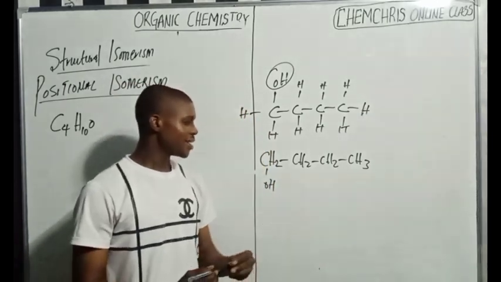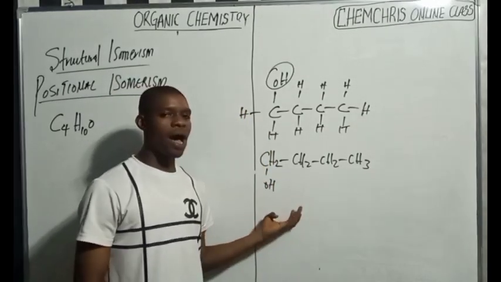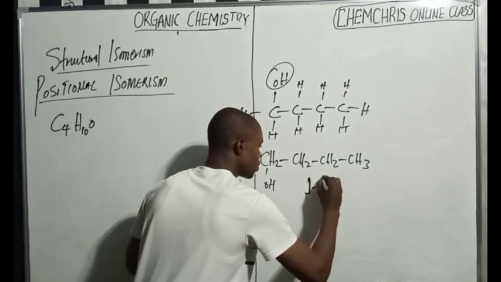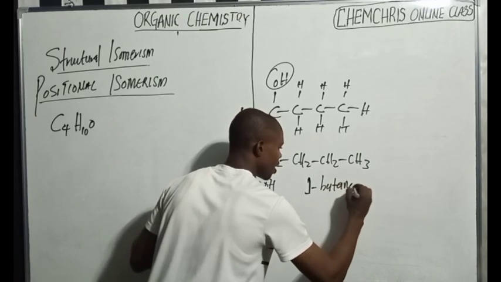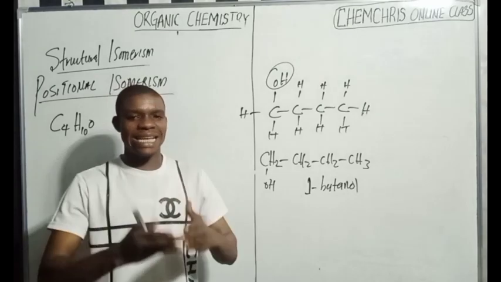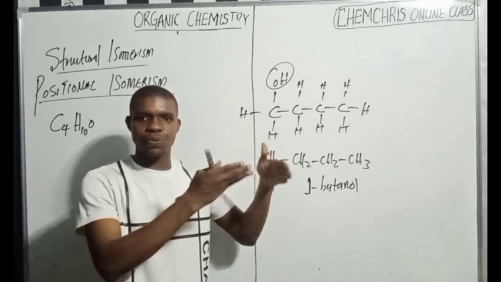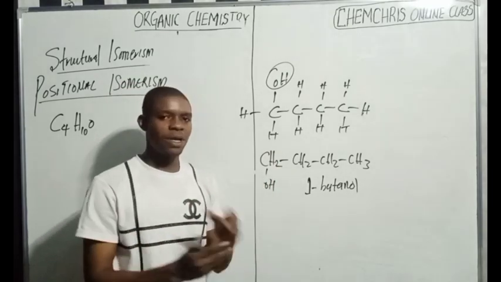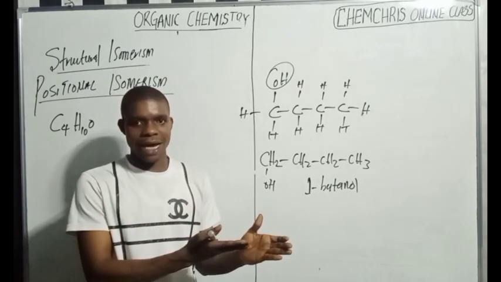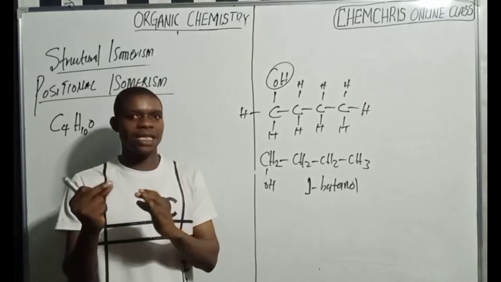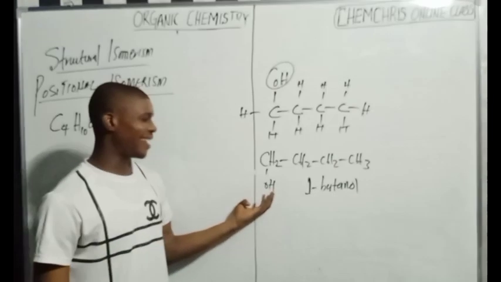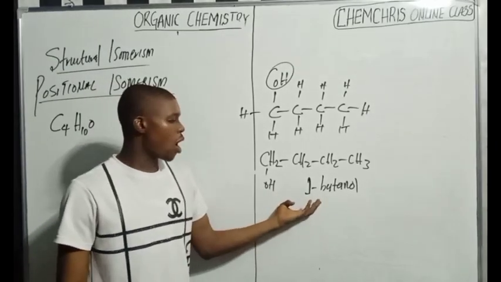Now, what is the name of this compound? The name is called 1-butanol. Do you understand? It means that when you talk about positional isomerism, there must be a functional group present. Like when we talk about functional isomerism, there's not actually a functional group, right? But when we talk about positional isomerism, there must be a functional group. So the position of the functional group here is carbon 1. That's why we have 1-butanol.